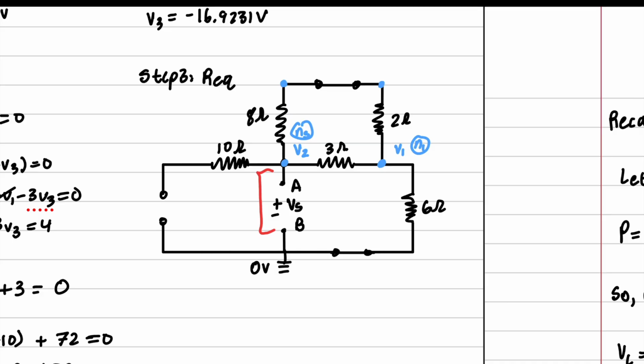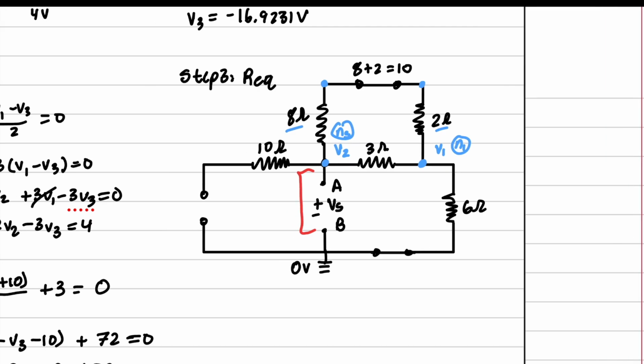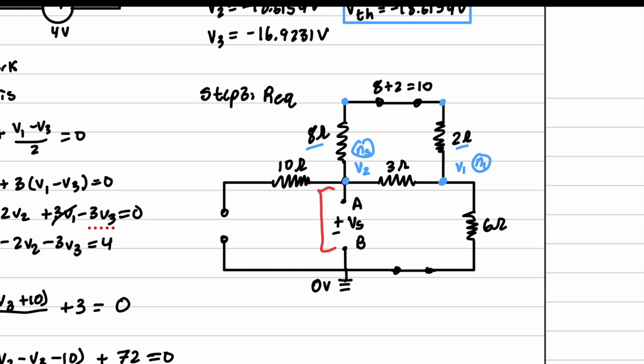We can immediately see that 8 and 2 are in series. So we'll just do 8 plus 2 equals 10 up here. And we can see that 10 is just hanging there because this is stopped. The open circuit, no current flowing through there, completely ignored.